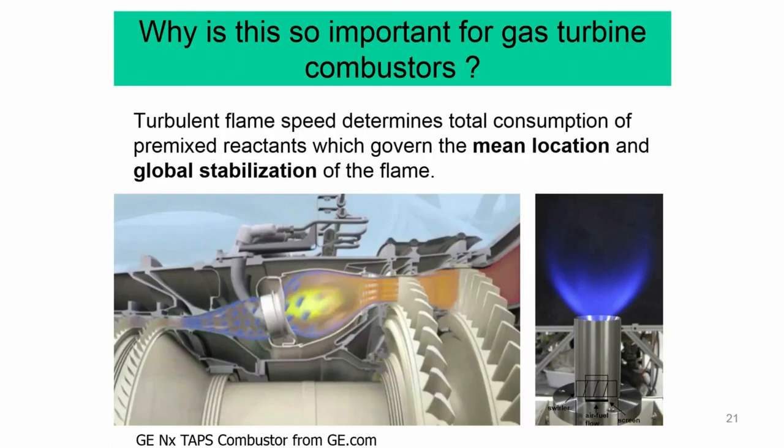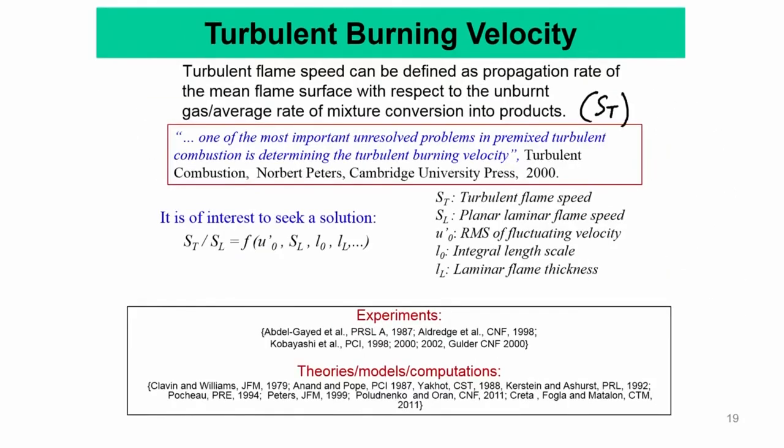Because, as you have seen from this definition itself, the turbulent flame speed can be defined as the propagation rate of the mean flame surface with respect to the unburned gas, or the average rate of mixture conversion into products. One is essentially a displacement turbulent burning velocity, another is a consumption turbulent burning velocity. This turbulent burning velocity is global, in units of meters per second. It gives you an idea about the global consumption rate of the fresh mixtures, just like the planar laminar flame speed gives you an idea about how the mixture is being consumed across the flame in units of meters per second.